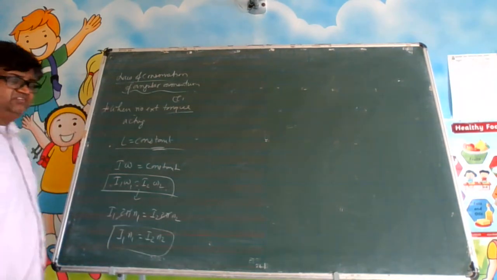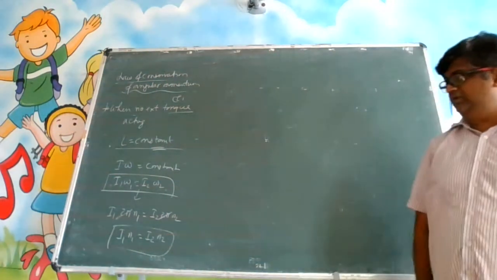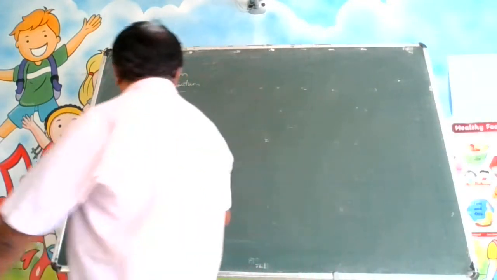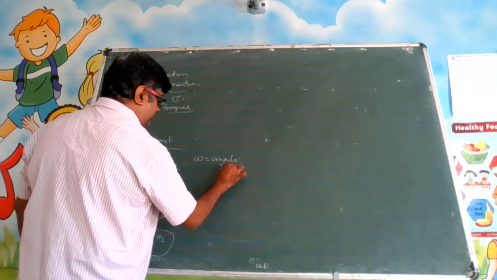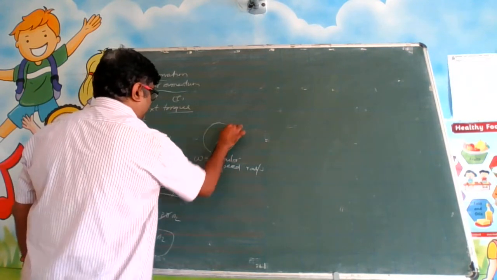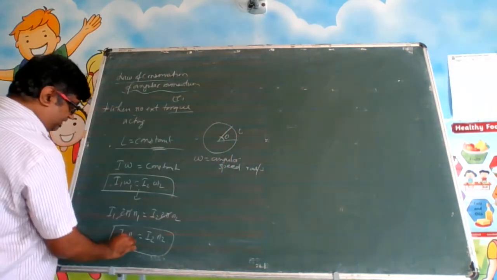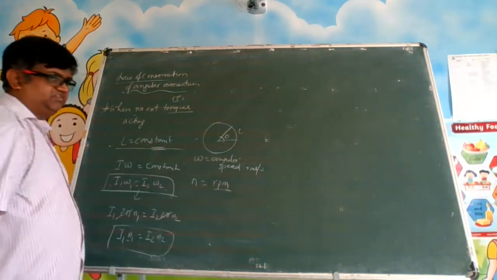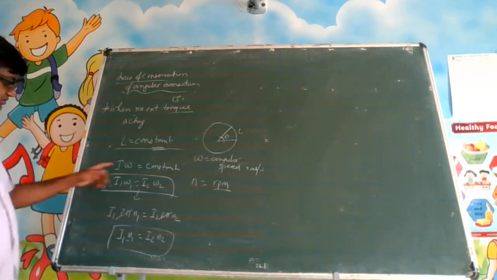What is this n1, n2? It is the frequency, rotations per minute. This omega is angular speed, measured in radians per second. If an object is moving in a circle, the angle which is changing with respect to time is this. n is measured in rotations per minute or rotations per second. It is frequency. So you can write in this way also.